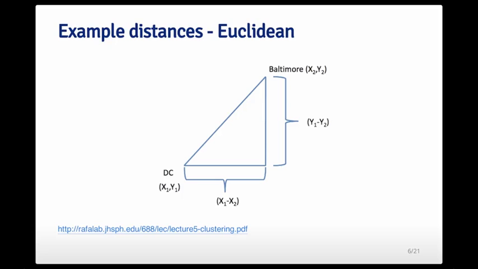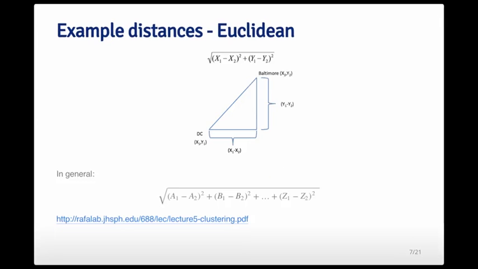And the distance is going to be a function of the difference in the x coordinates and the difference in the y coordinates. So to calculate the Euclidean distance, you take the difference in the x-coordinates, you square it. You take the difference in the y-coordinates and you square it. You add the 2 squares together, you take the square root. That's the classical definition of Euclidean distance.